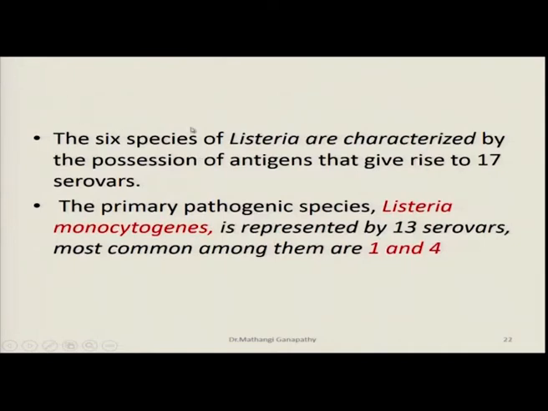And the 6 species of Listeria are characterized by antigens that give rise to 17 serovars. So, there are 6 species of Listeria producing different types of antigens, and so far the antigens listed make 17 serovars. And the primary pathogenic species is Listeria monocytogenes. It is represented by 13 serovars. The most common serovars among them are serovar 1 and serovar 4.